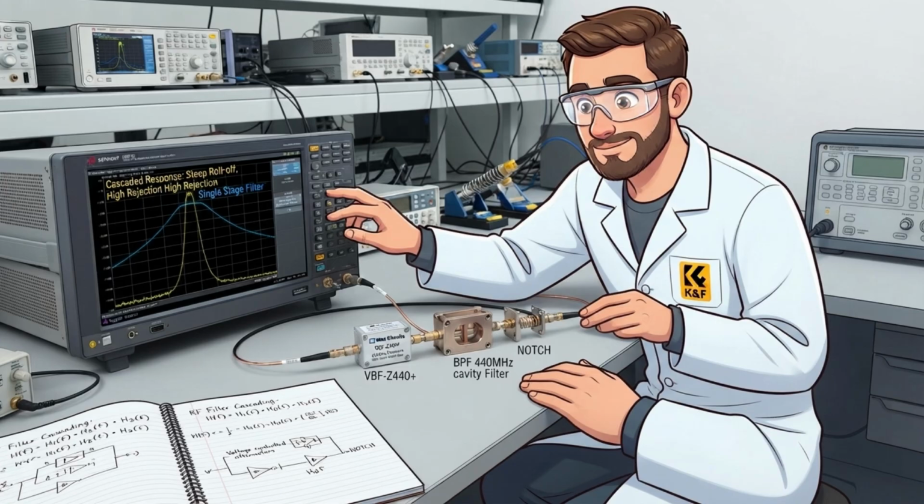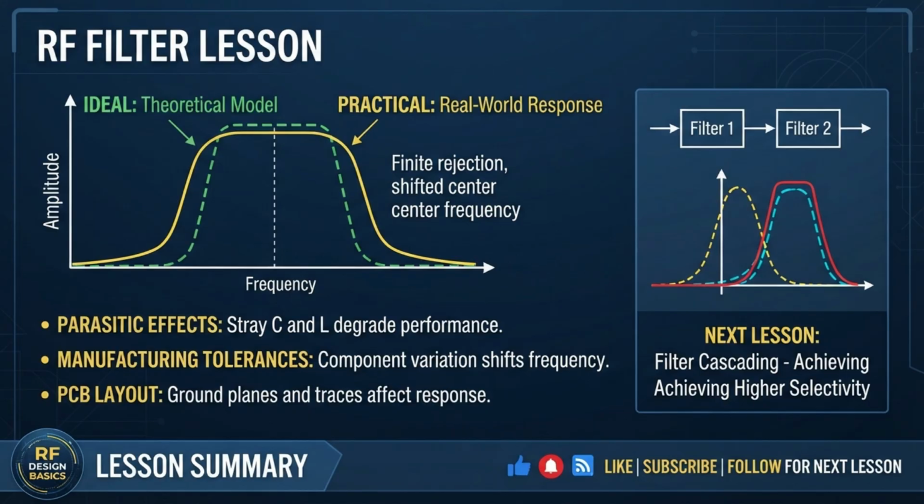In this lesson, we learned why practical RF filters differ from their ideal theoretical models. We also saw how parasitic effects, manufacturing tolerances, and PCB layout influence real filter performance. In the next lesson, we'll explore filter cascading and discover how multiple filters can work together to achieve higher selectivity and better system performance.